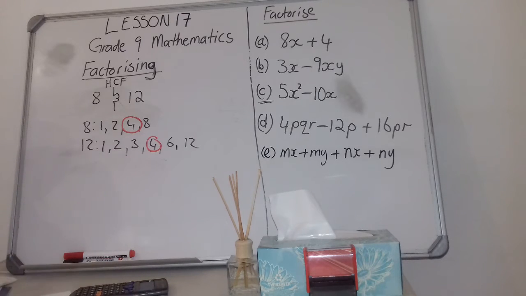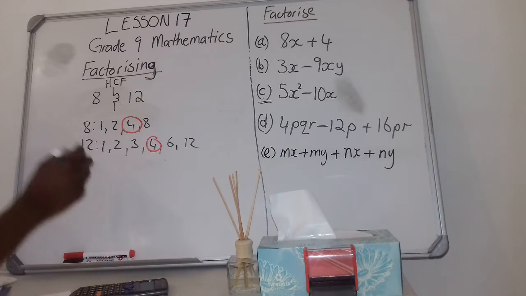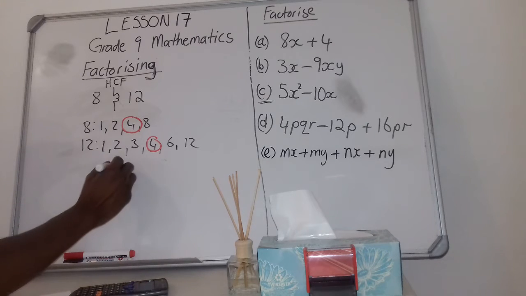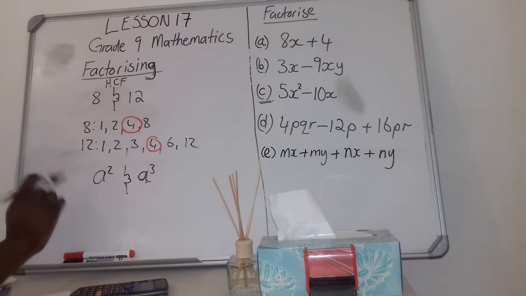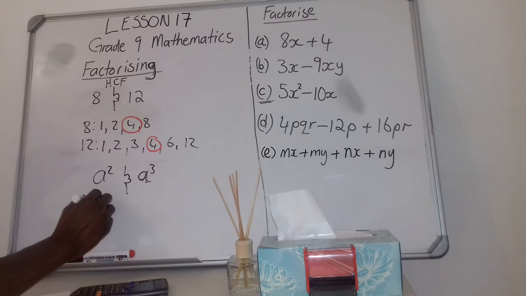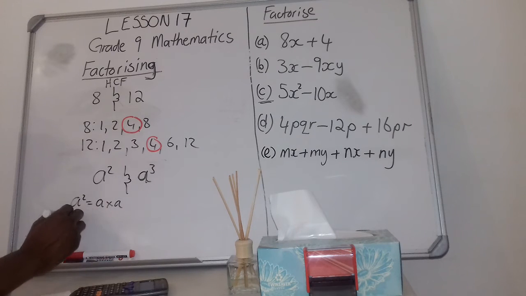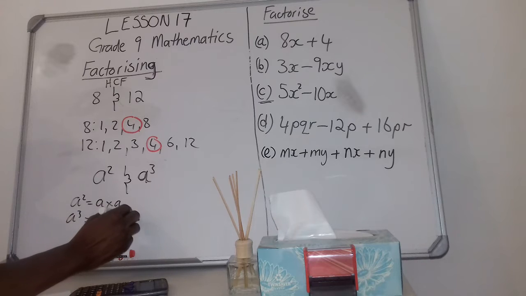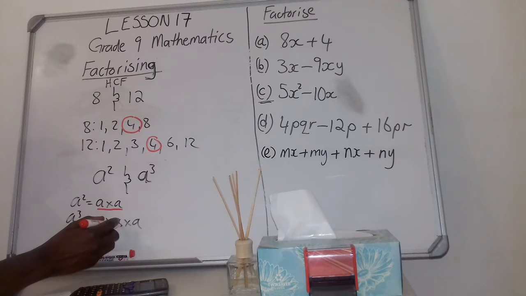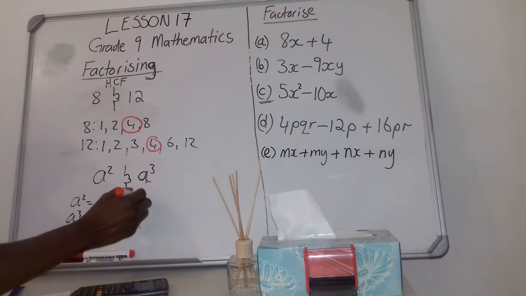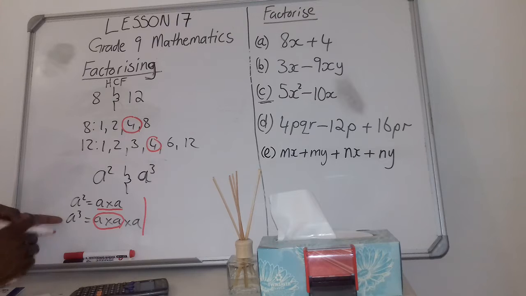What about the letters? Let's say you are given a squared and a cubed. What will be the highest common factor of these two? Now a squared is the same thing as a times a, but a cubed is a times a times a. So if you look at this, a squared is this part here. So this is also a squared. Therefore, the highest common factor of these two will be a squared. Alright, so that's how you identify the highest common factor.